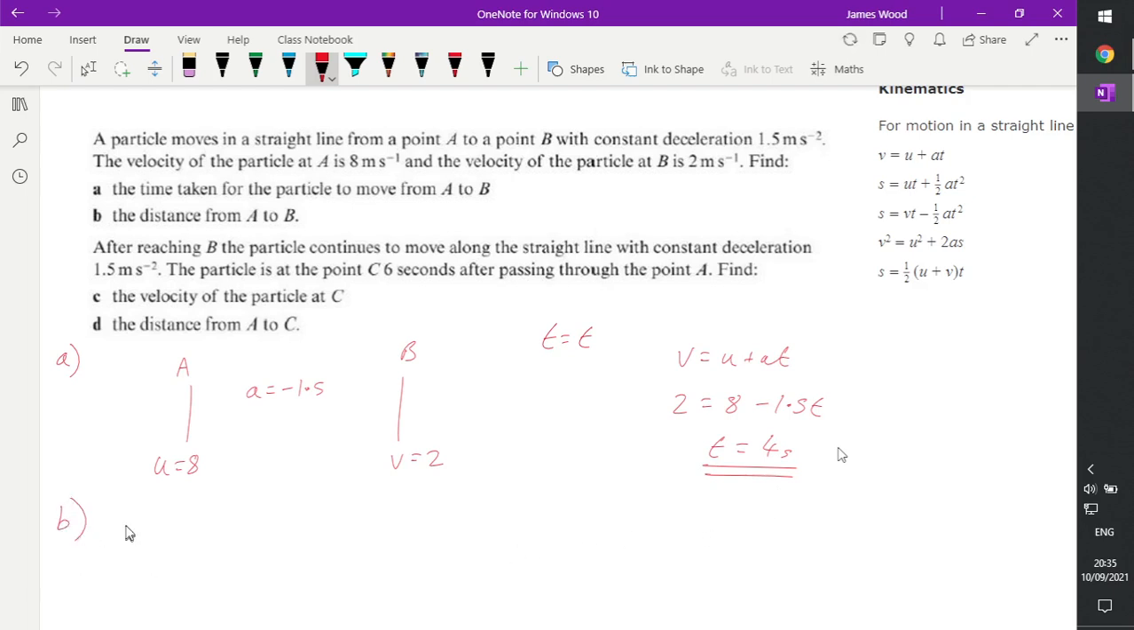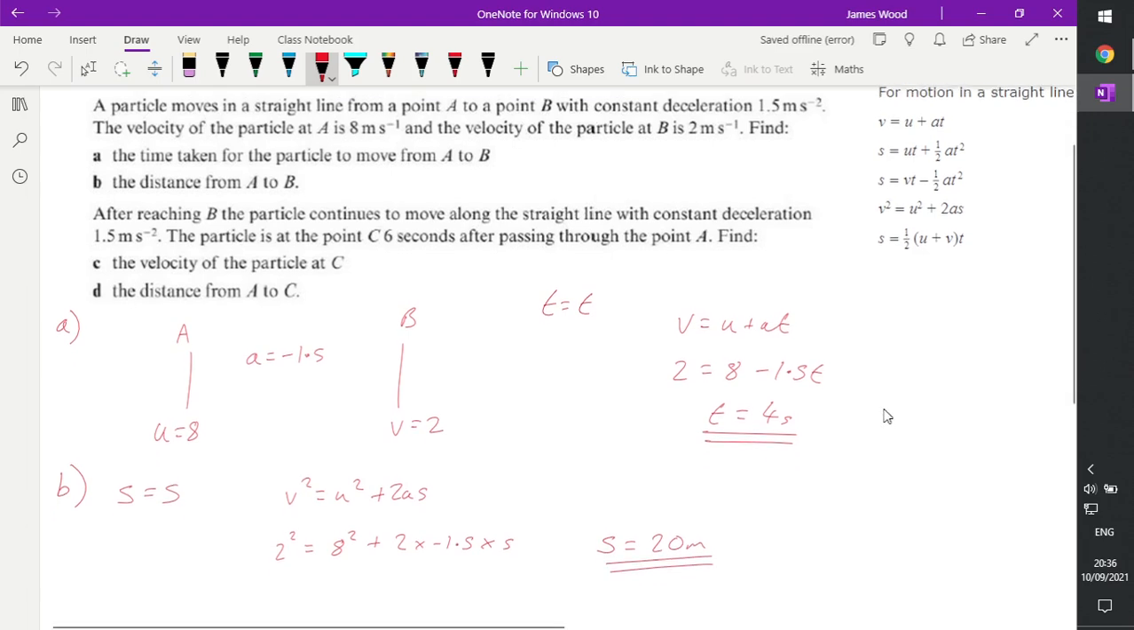Part B, find the distance. So we want to find s. I'm just going to write s equals s. We've still got u as 8, v is 2, a is minus 1.5, and I want to find s. So we could use v squared equals u squared plus 2as. That means 2 squared equals 8 squared plus 2 times minus 1.5 times s. Then we can solve that to find s, which gives me 20 meters. There we go.